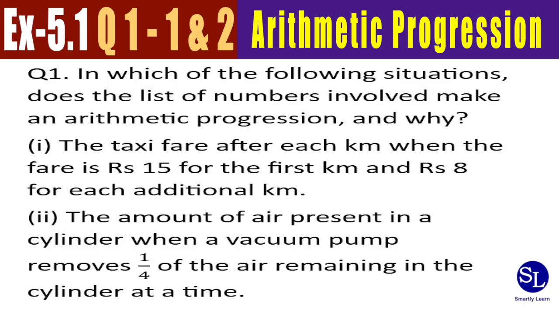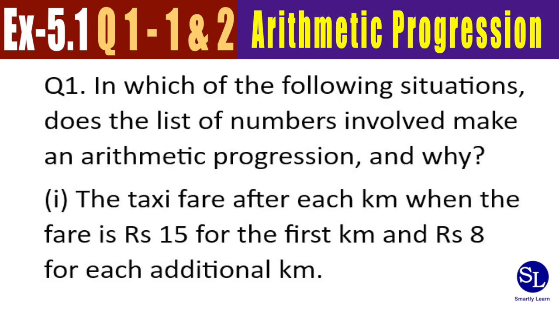In which of the following situations does the list of numbers involved make an arithmetic progression, and why? So you're going to identify in these two cases whether they are AP or not. So the first sum: the taxi fare after each kilometer, when the fare is rupees 15 for the first kilometer and rupees 8 for each additional kilometer.